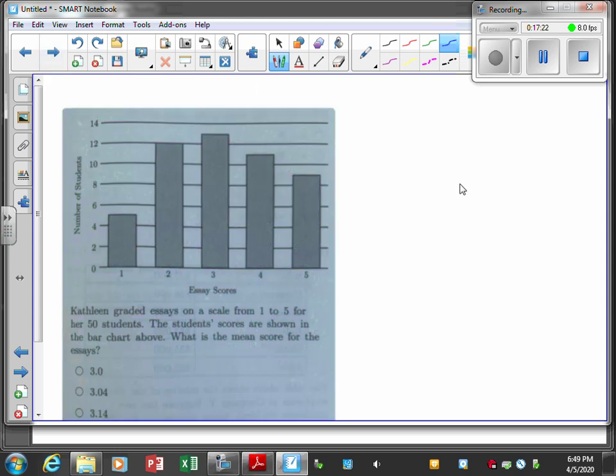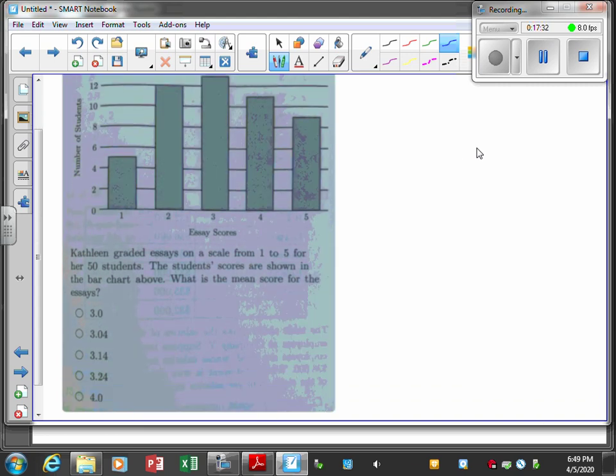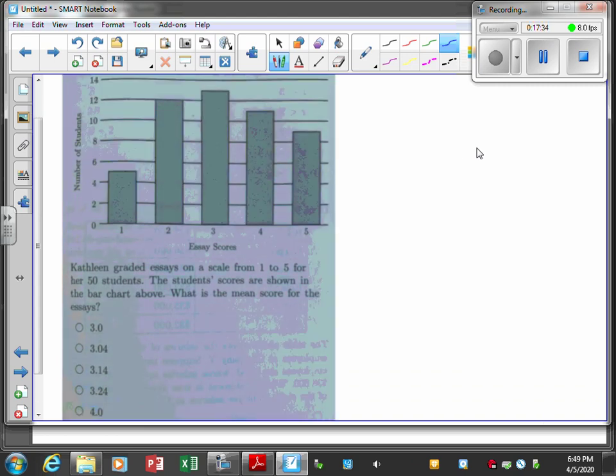Alright, Kathleen graded essays on a scale from 1 to 5 for 50 students. The scores are shown in the bar graph. What is the mean score for the essays? That means average. So it means add them all up and divide by the total. But first of all, we have to use the chart to figure that out. So a score of 1 was how many students? Right there, 5.